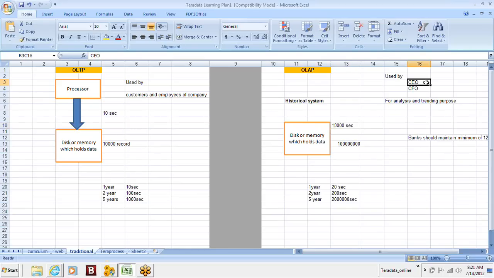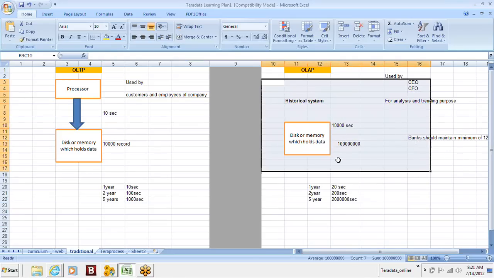So can he be happy now? Because they are the executive users, their time is very precious. So we cannot make them wait this much time for a single report which used to be generated in 10 seconds earlier. So what is the solution here to make our executive users happy?